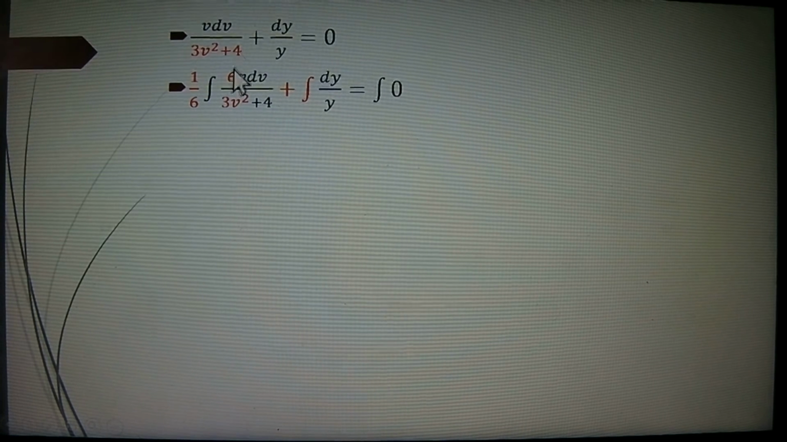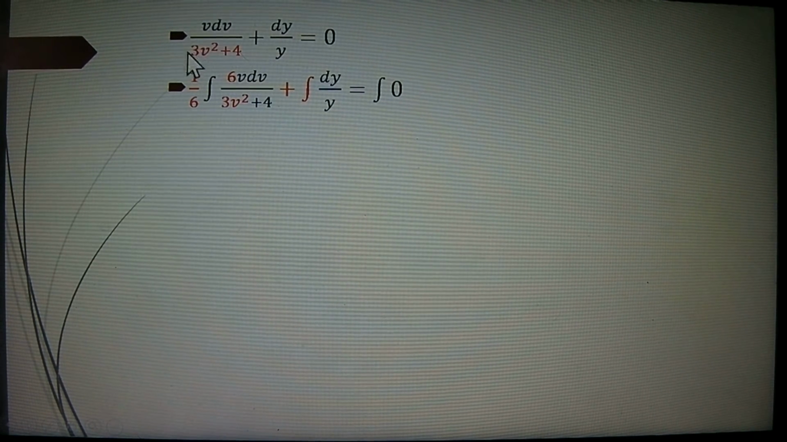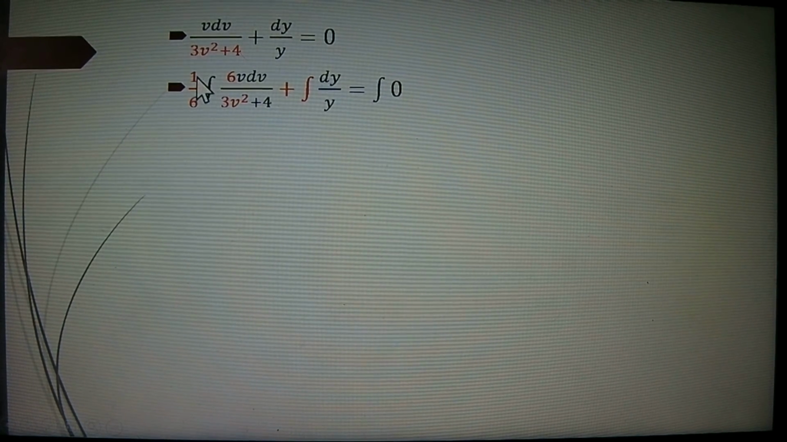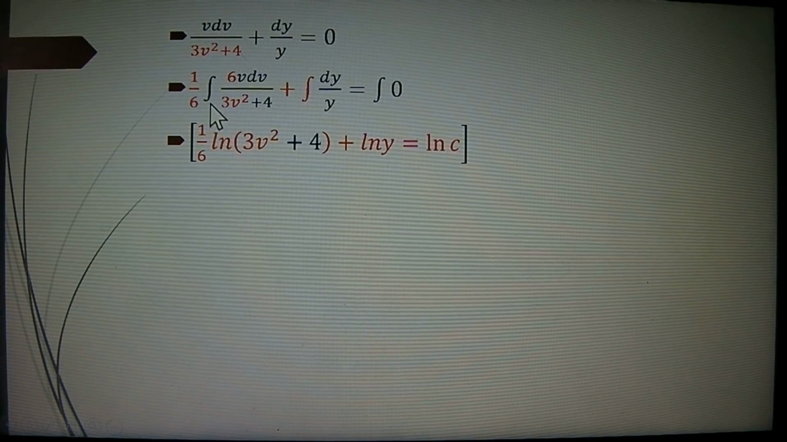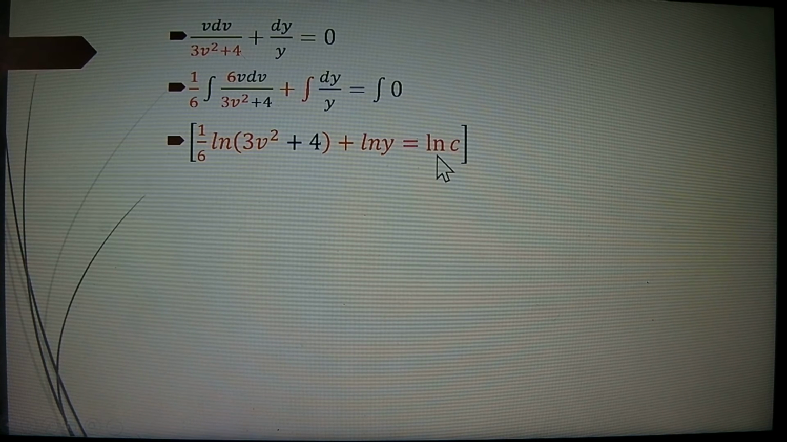Integrating again, that will be du over u equals ln u. So first check the derivative of u. The derivative of u is 6b plus 0, which means we have to add 6 and we have to have a 1/6 to balance the equation, then get the integral of dy over y as well as the 0. So it becomes 1/6 ln 3b squared plus 4 plus ln y equals c.